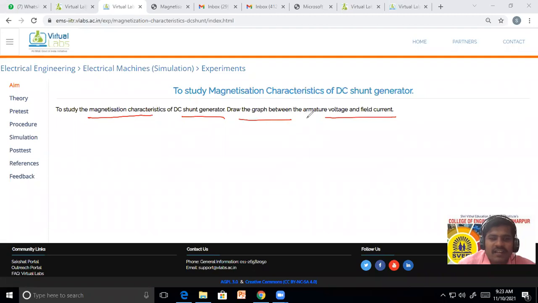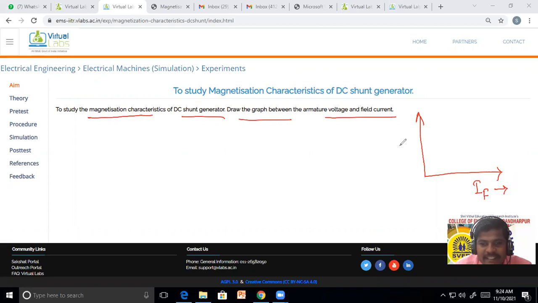आर्मेचर व्होल्टेज आणि फील्ड करंटचा ग्राफ काय करायचा आहे? ड्रॉ करायचा आहे. कॅरेक्टरिस्टिक्स रीड करायचे. So do you know that the characteristics we have already discussed in the theory also. The characteristics, IF is nothing but field current.